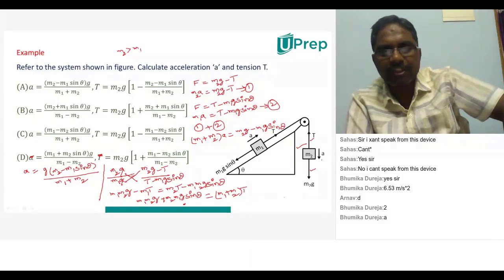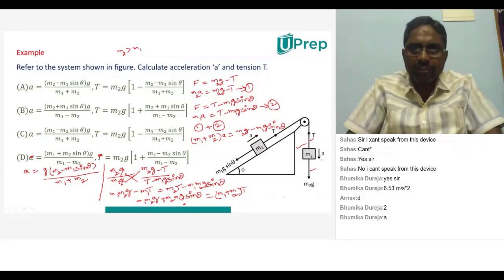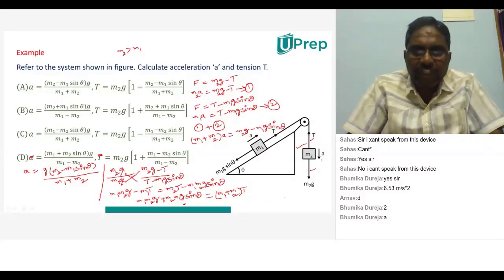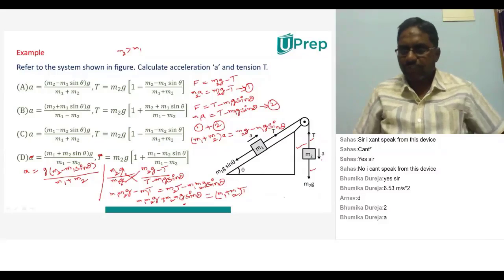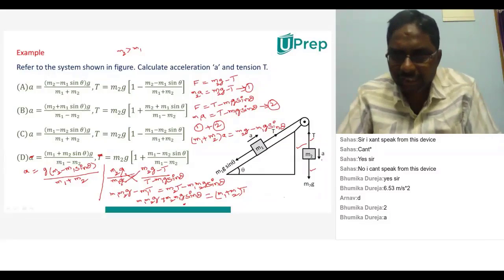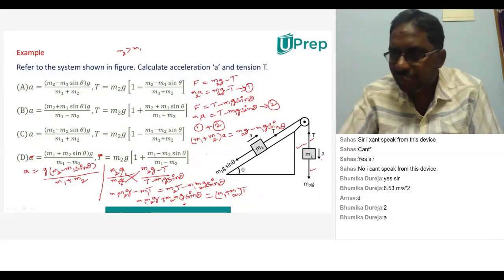m2 will be cancelled. So m1 will remain, m1 m2g, minus into minus plus. Okay. Now which will be the right option? Sin theta must be there with m1 only. Observe carefully. Now already I got that equation here, and let me write the remaining one also.